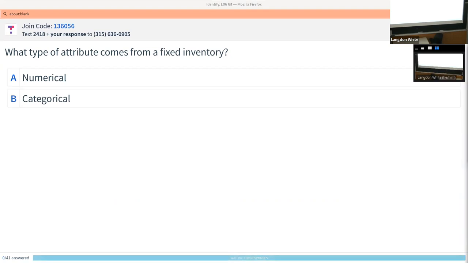All right, so which type of attribute comes from a fixed inventory, numerical or categorical?